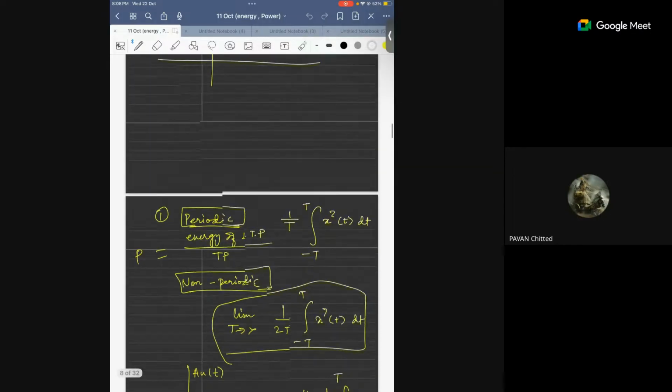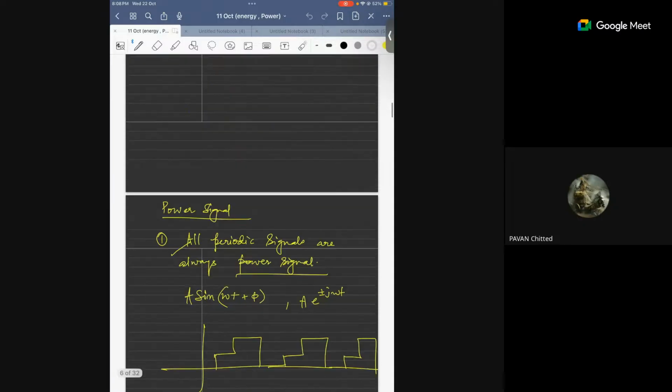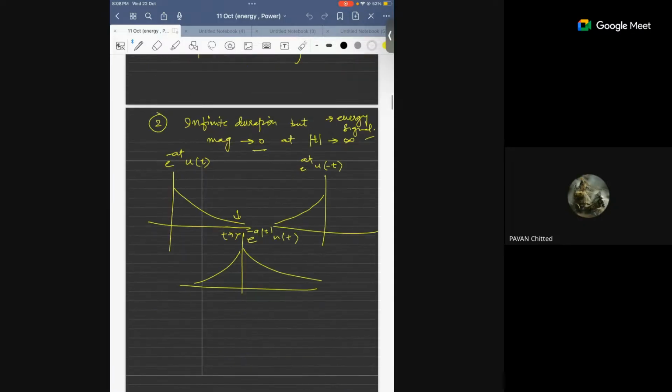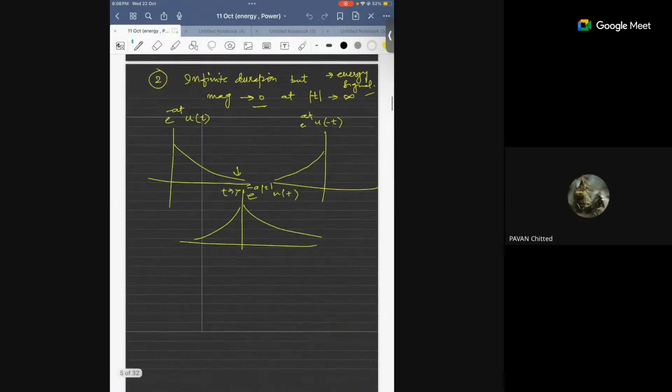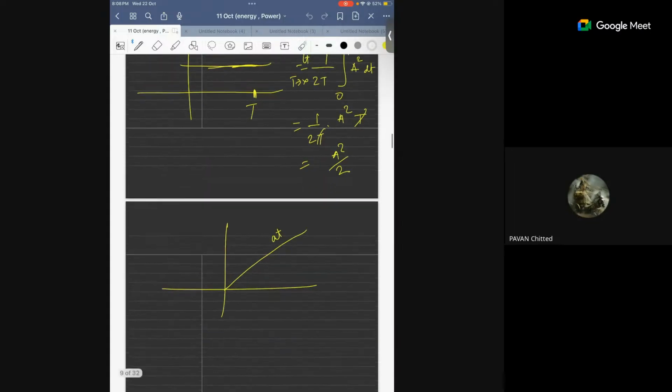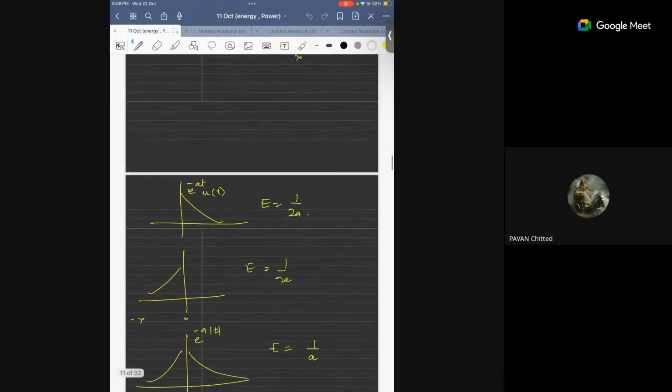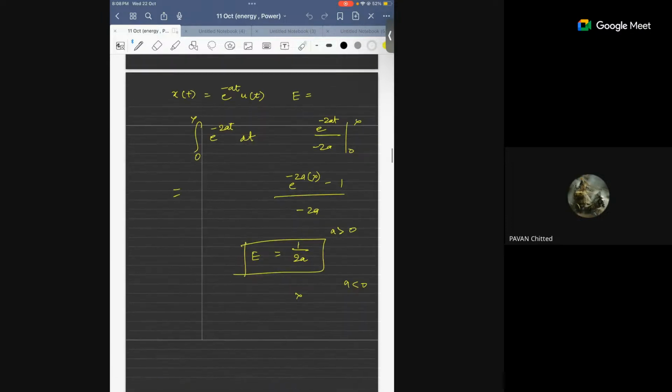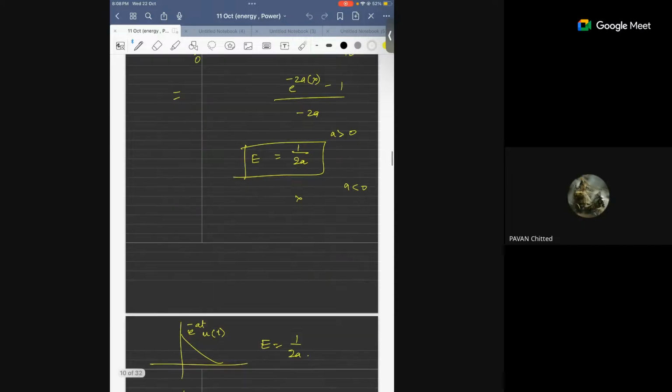No, it was derived. I don't remember where it was, but yes, it was covered. So you can just go through the slide itself, and you'll be able to get each and everything. You can see it for an exponentially decaying function also.